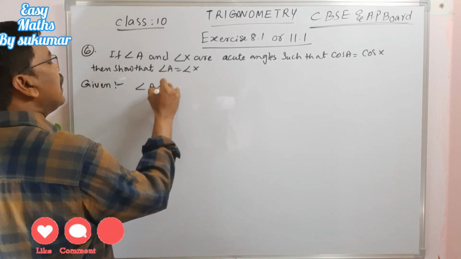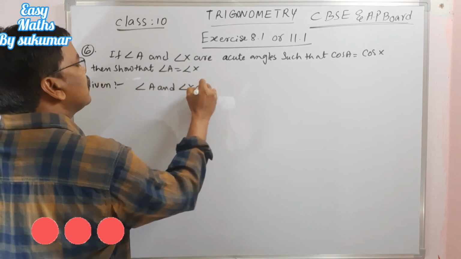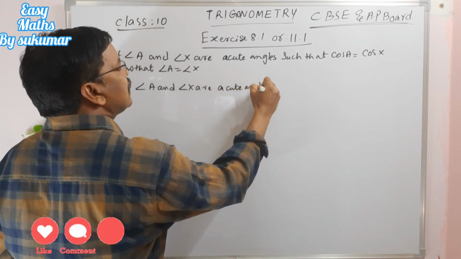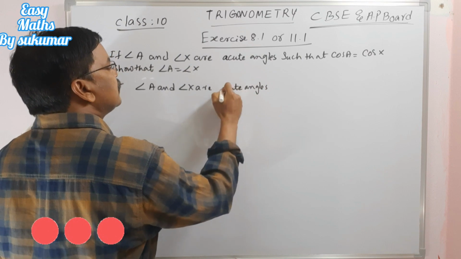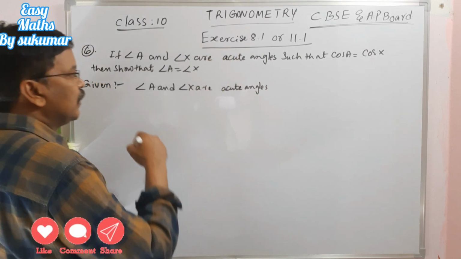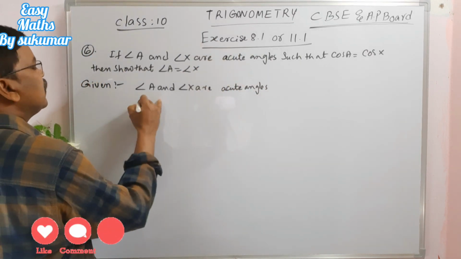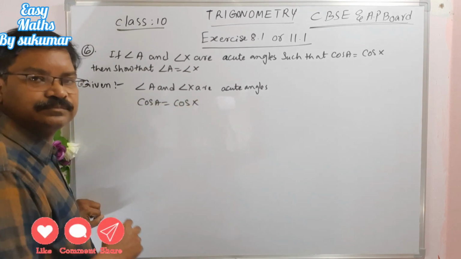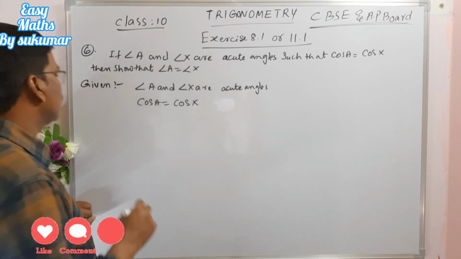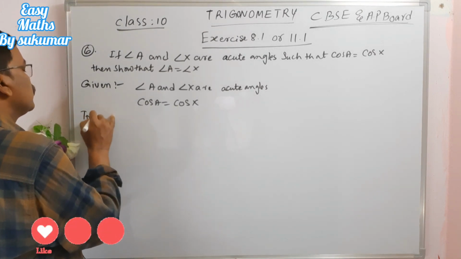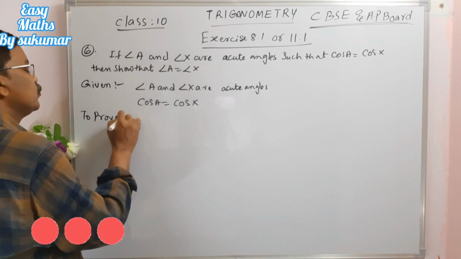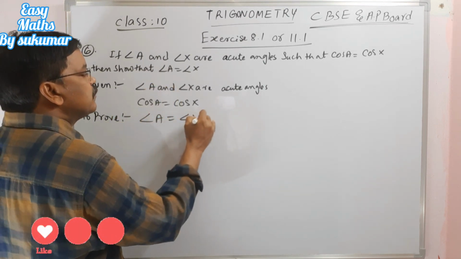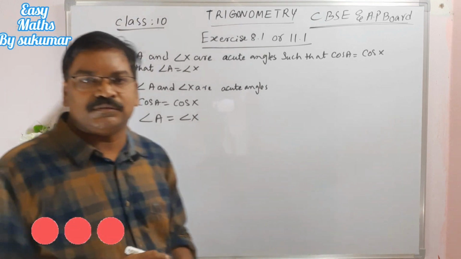Right. So here, my dear students, what is given here? Angle A and angle X are acute angles. Acute angles means they are less than 90 degrees. And what is the other thing given here? Cos A and cos X both are equal. What is to be proved here? To prove that angle A and angle X, that means both the acute angles, are equal.